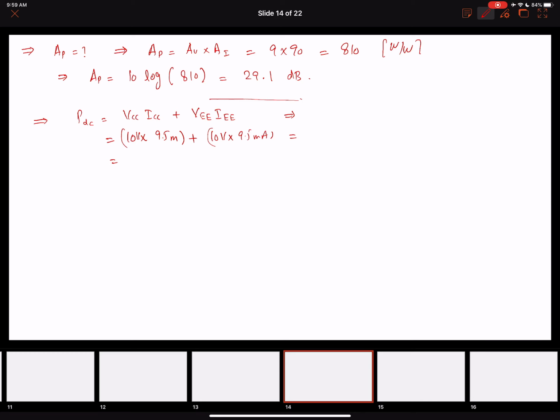95 milli plus 95 milli is going to be 190 milliwatts. 190 milliwatts is the value of the power that is delivered from the external power supplies to the amplifier. Okay, so we are done with this.